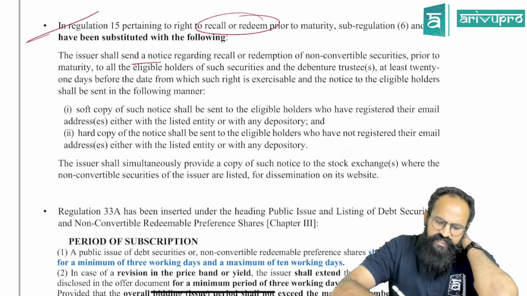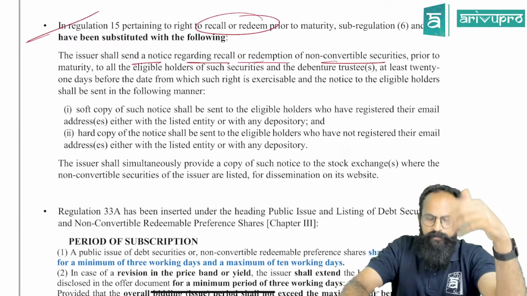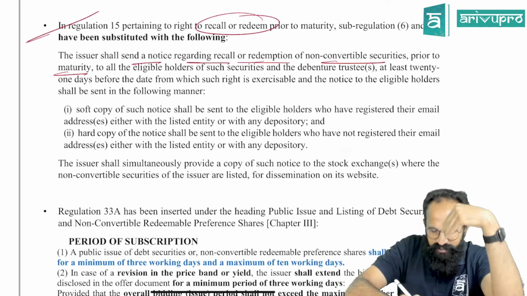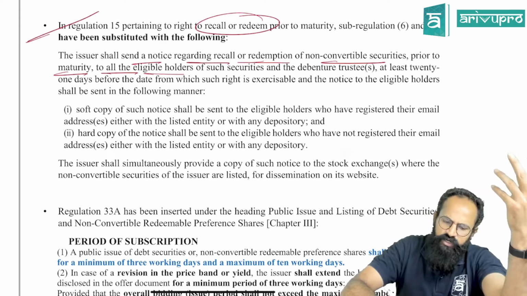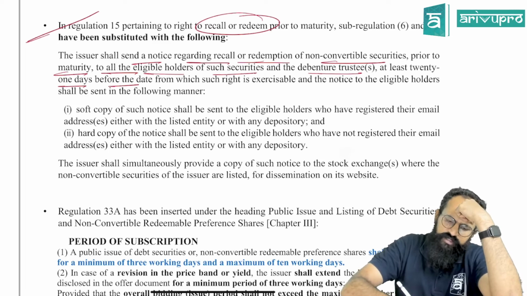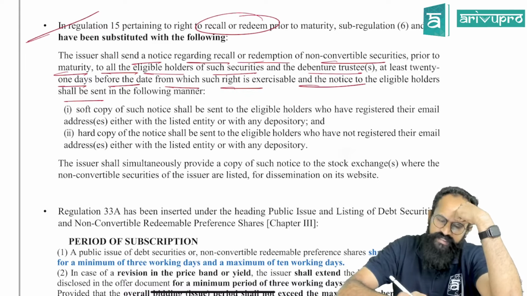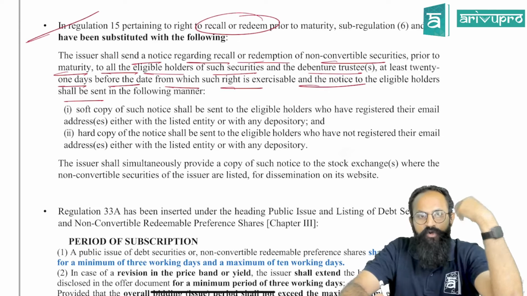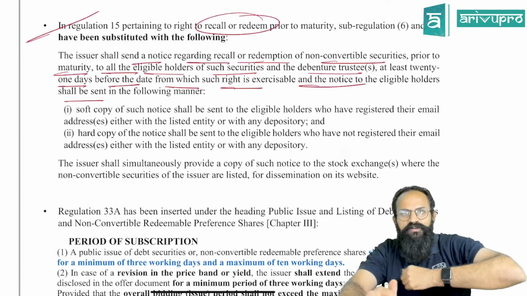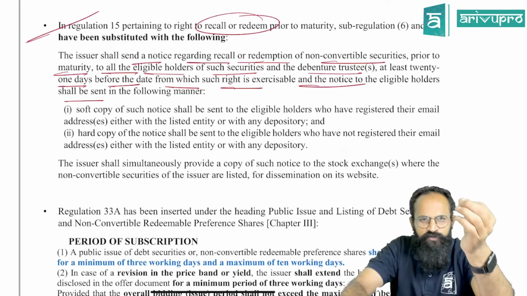The issuer shall send a notice regarding recall and redemption of non-convertible securities. It's like a buyback. Prior to maturity, imagine I issued for 5 years and I'm buying back within that time only. The notice goes to all the eligible holders of such securities and the debenture trustee at least 21 days before the date from which such right is exercisable. Meaning, sir, I have to send a notice 21 days prior to the opening of the offer, like a buyback.